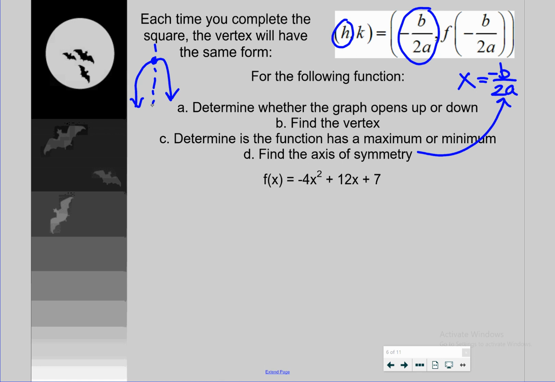All right, so we're going to use this problem. We're going to figure out, does it open up or down? We're going to find the vertex, min or max, axis of symmetry, and then I'm going to add a couple little other interesting things to this as well. All right.